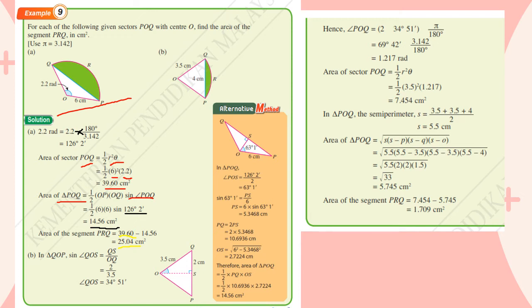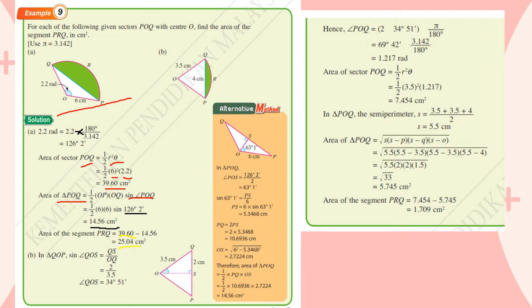Okay, for question B, the information given here is the length of OQ, the radius, and also the length of OP, which is 3.5 centimeter. And since we have the values of two lengths, we can find the angle QOP using sine rules, the trigonometric rules.